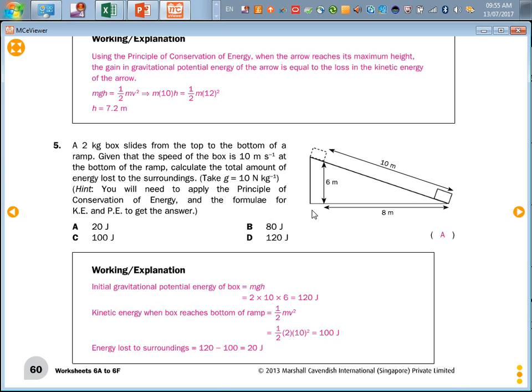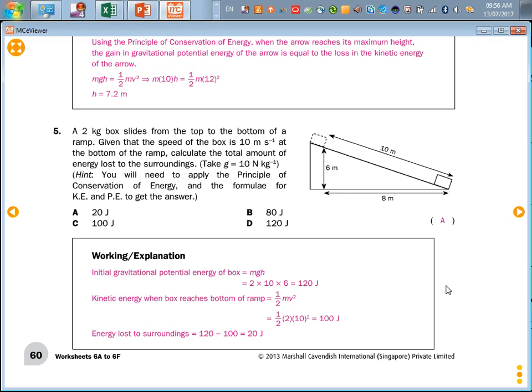So at the top, it has gravitational potential energy, mgh. The height we are interested in is the vertical height here. So 2 times 10 times 6 equals 120 joules. At the bottom, half times the mass, which is 2, times v squared, you get 100 joules. Of course, the energy at the bottom must be less than the energy at the top. So the 20 joules difference is the one that is lost to the surroundings. Answer A.